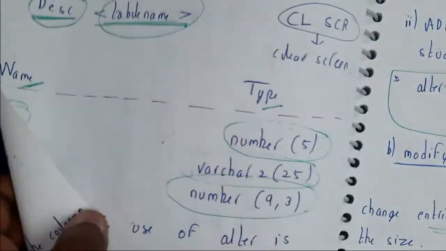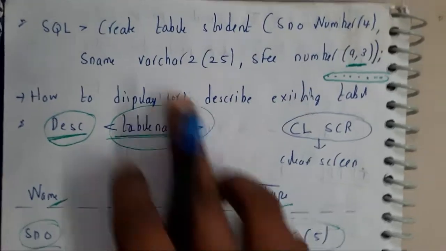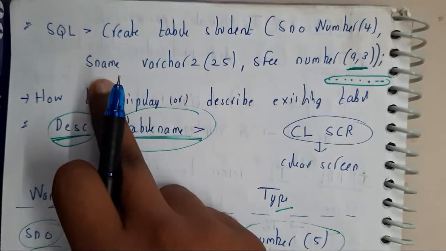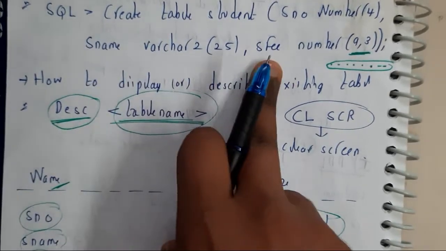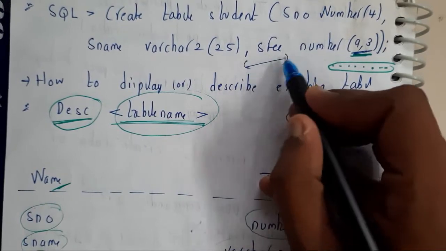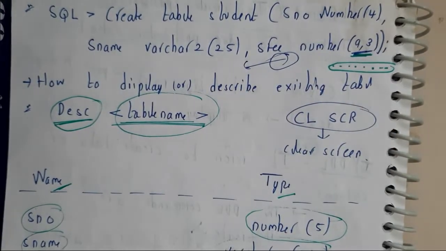Fine. So I hope everyone got a small idea. That's what we have just written here. Create table student, s number type size 4, s name varchar 2, size 25, s fee number 9,3. Here 9,3 means it can be 9 digits and the last 3 digits will be considered as decimal values.